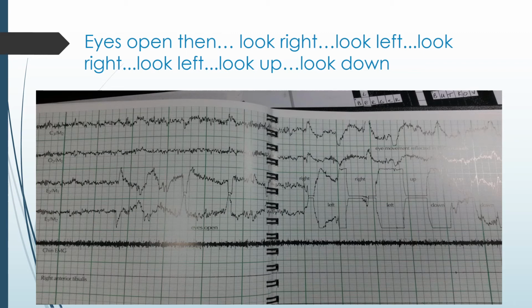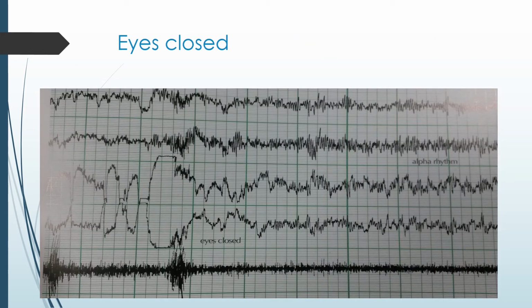Let's go on and take a look at another one. So here's another one. Again, the top channel is your central lobe. The second channel is your occipital lobe. The next channel is your right eye, followed by your left eye. And see here, this patient has their eyes closed. What I want to point out is look at how much alpha rhythm. See how in the occipital lobe, see how it looks like blades of grass? Like if you were to draw grass, that's what it would look like.